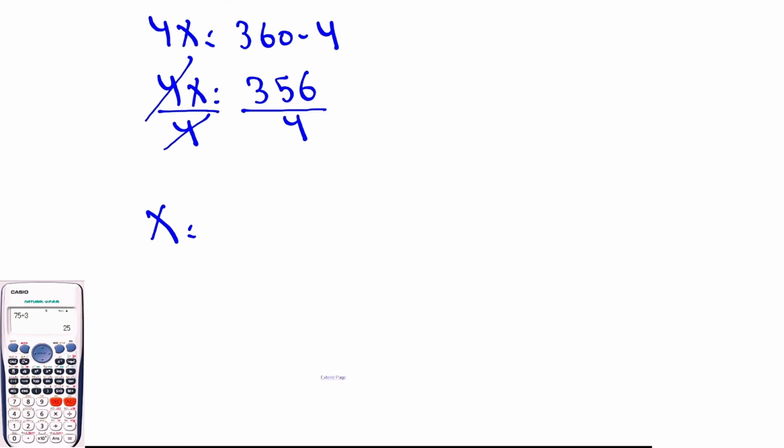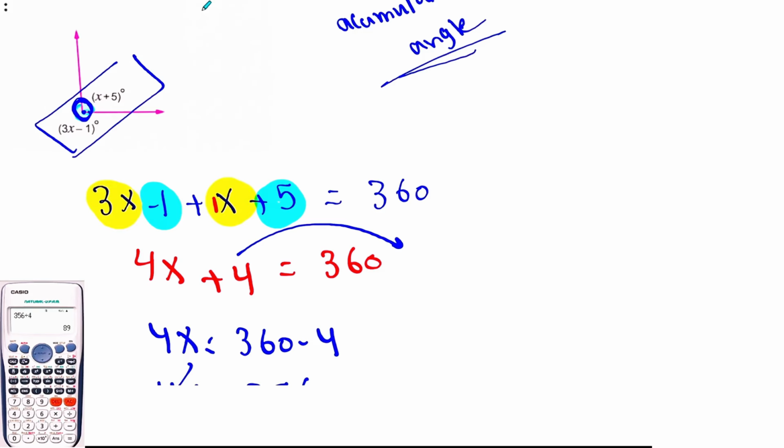So what will x be? Let's grab our calculator and check. 356 divided by 4 will be equal to 89 degrees. So here we'll have 89 degrees. Can I repeat it again? Sorry, not at all. Let's take it again.